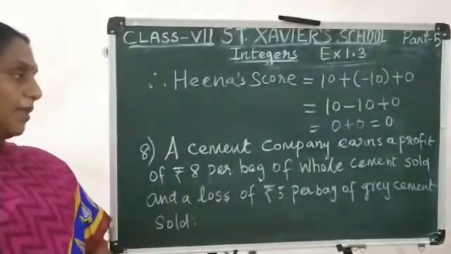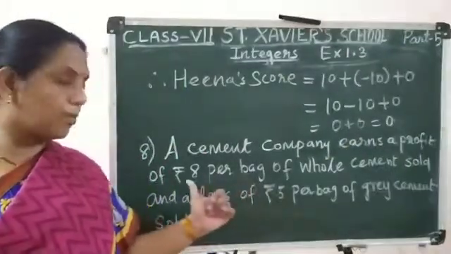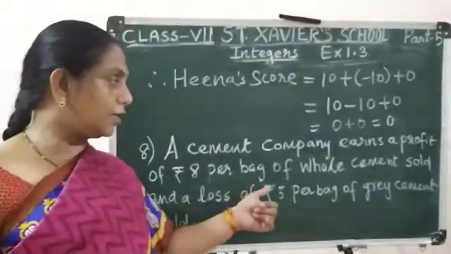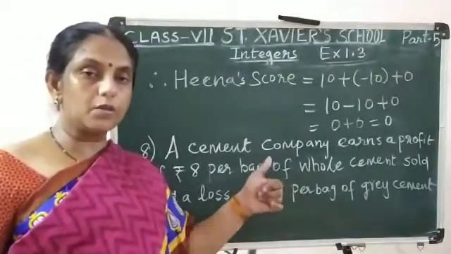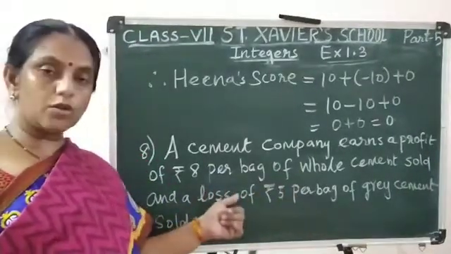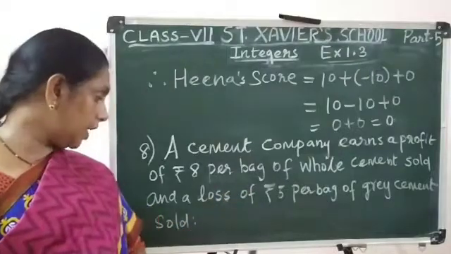Question number 8. A cement company earns a profit of rupees 8 per kg of white cement sold and a loss of rupees 5 per kg of grey cement sold.